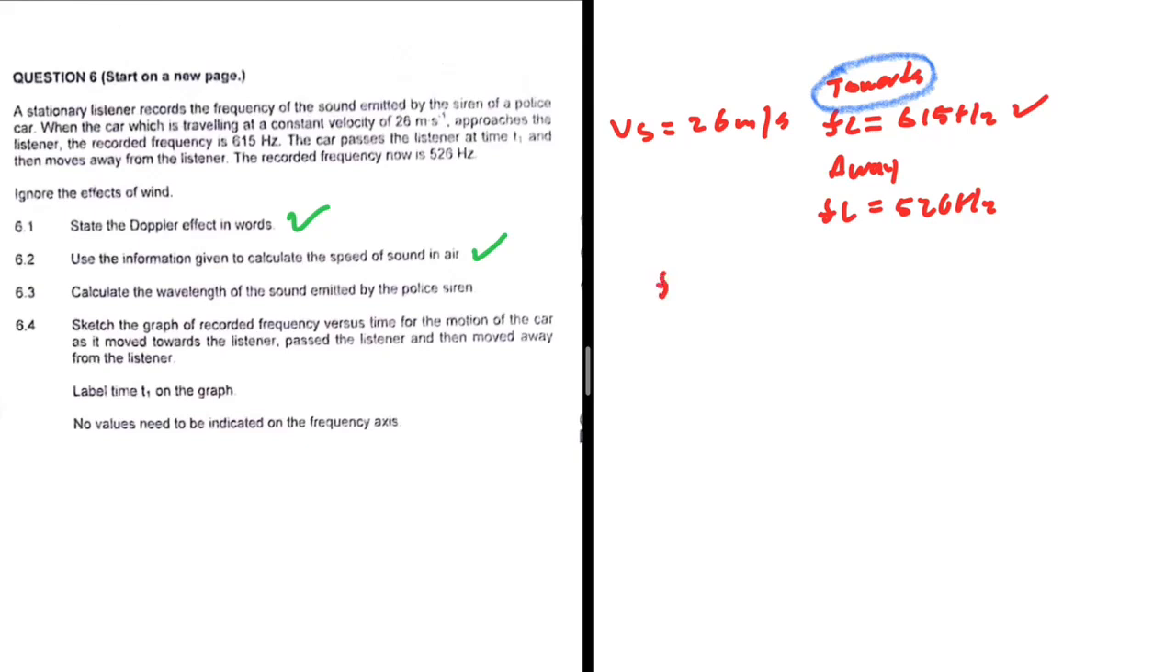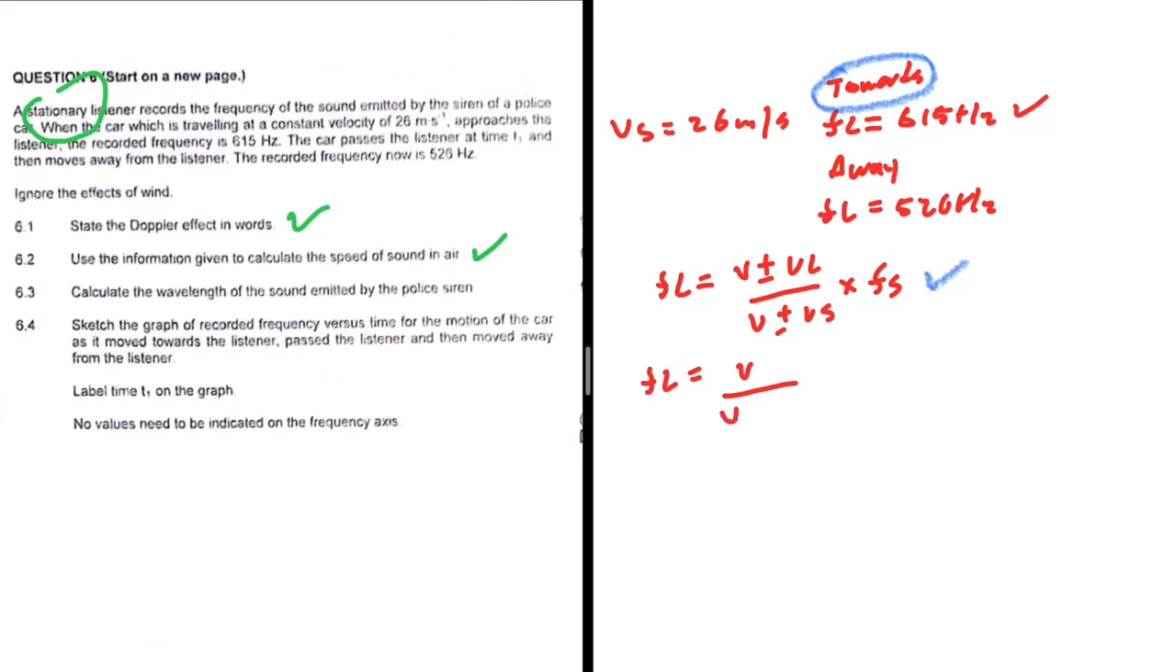So we're going to have Fl equals (V plus or minus VL) divided by (V plus or minus Vs), multiplied by Fs. This is the formula as it is before we do any modification. You get a mark for the formula. Now we can modify it. Fl is equal to V, a stationary listener. So the listener is stationary, so we just have V divided by V plus or minus Vs.